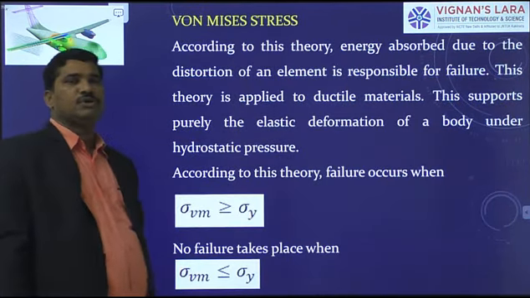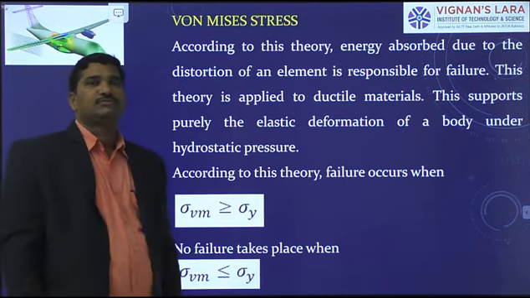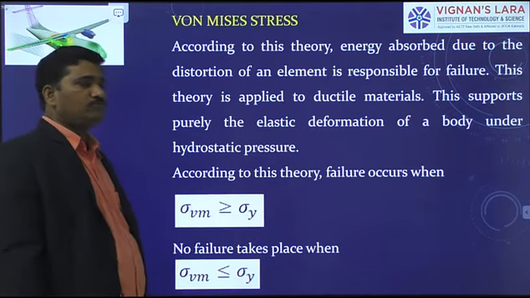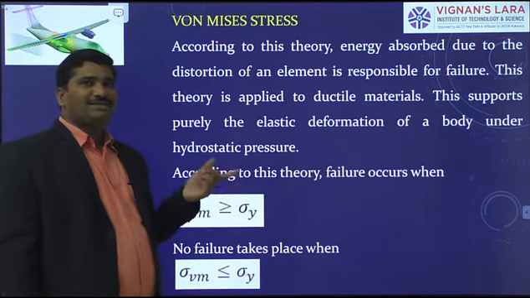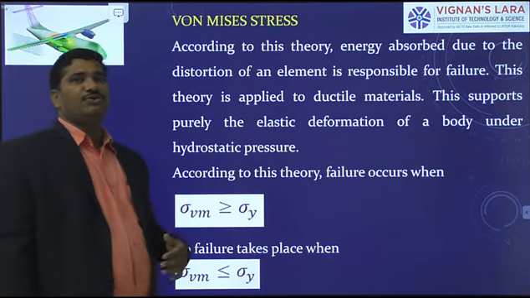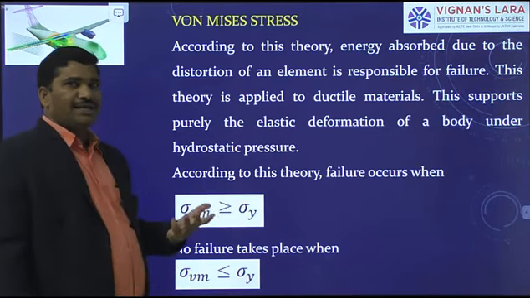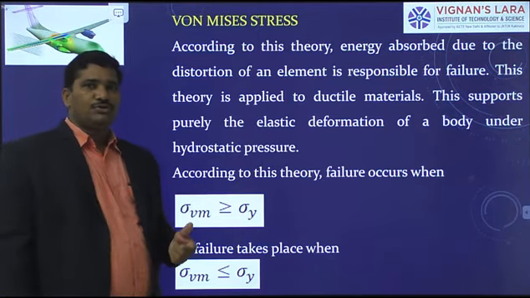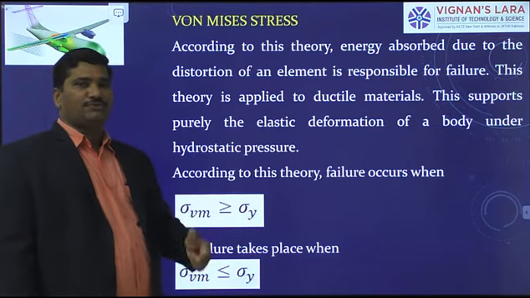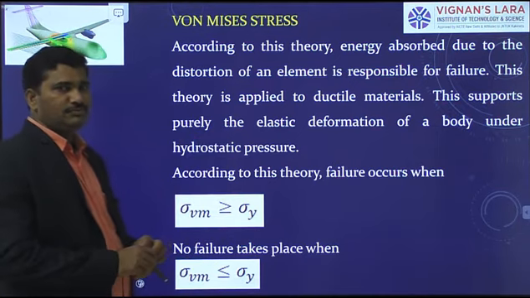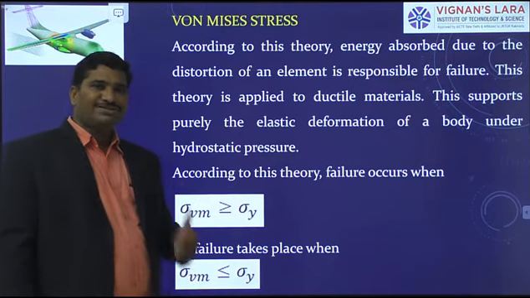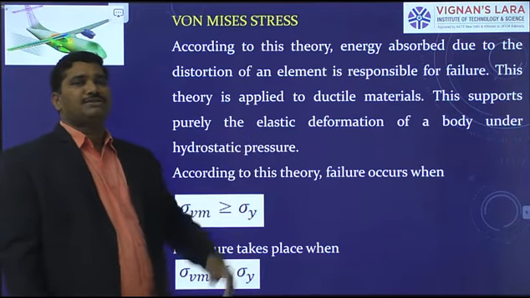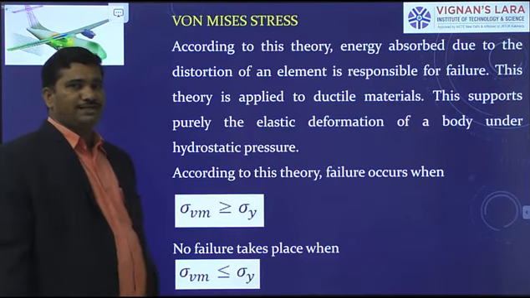Now, von Mises stress. We learned the theories of failure in the lower classes. Von Mises theory of failure. What does it say? According to this theory, the energy due to distortion is responsible for failure of the material. Energy due to distortion is responsible for failure of the material. That is what the von Mises theory of failure states.